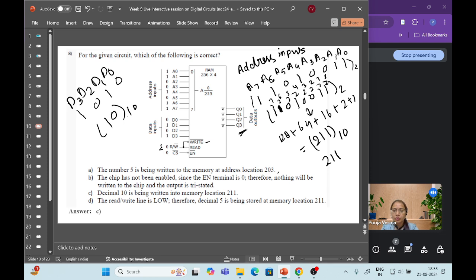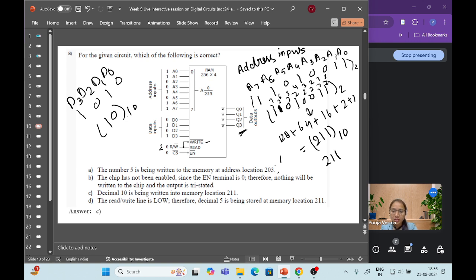Now choose from the options. Option A says the number 5 is being written to the memory at location 203. No, the address location is not 203; we have solved that it is 211, so that is incorrect. Option B says the chip has not been enabled since the enable terminal is 0. Here it is 0, but it is enable dash, so that will be 1. That one is also incorrect, so nothing is written to the chip and the output is tri-stated.